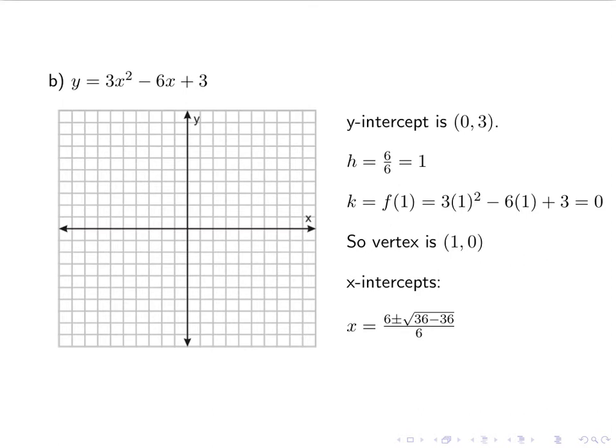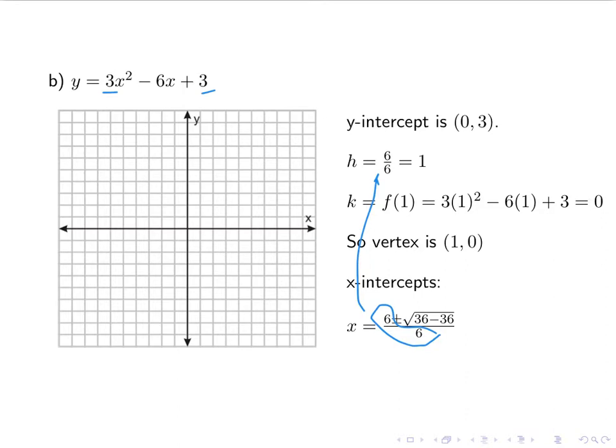Next are the x-intercepts, and again we're going to be using the quadratic formula. So negative b, 6, plus or minus the square root of negative 6 squared, 36, minus 4 times a times c, which is 4 times 3 times 3. That's 4 times 9, which is also 36, all over 2a. One thing to note here that's really nice is that if I look at just these two parts here, that is the same thing as h. So 6 over 6 is another way to show that the x value of my vertex is 1.